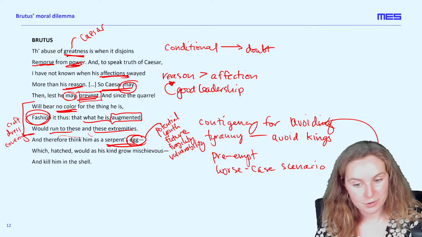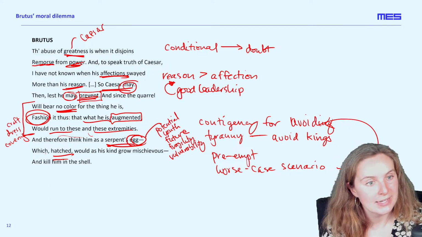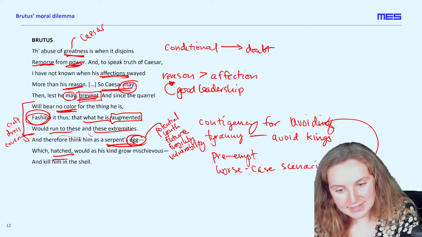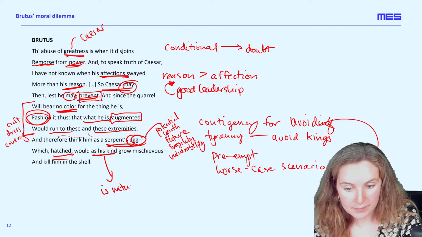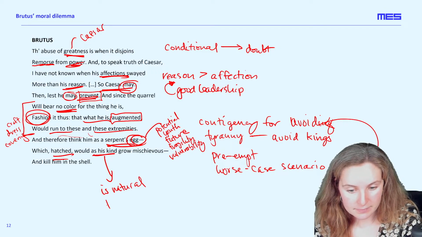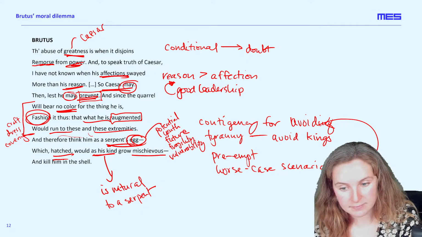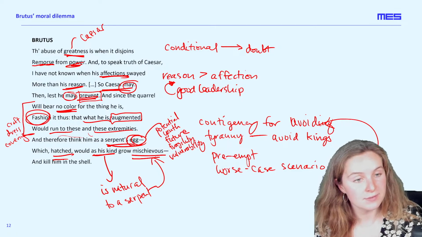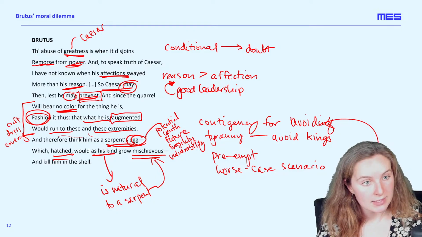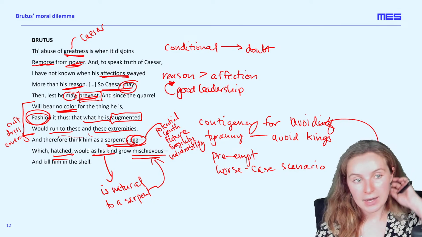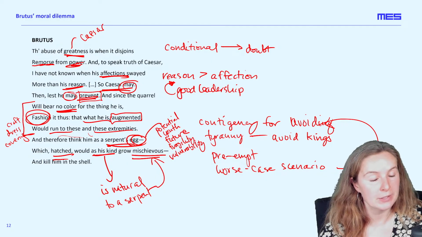But becomes much more dangerous when hatched. So this idea of nascent growth, right? And would as his kind. So as is natural to him, or as is natural to a serpent, grow mischievous. So he's saying, it's not even Caesar's fault. It's just that some people who have this kind of power can't handle it. And it's no fault of their own, but they just cannot help themselves from this going really badly.